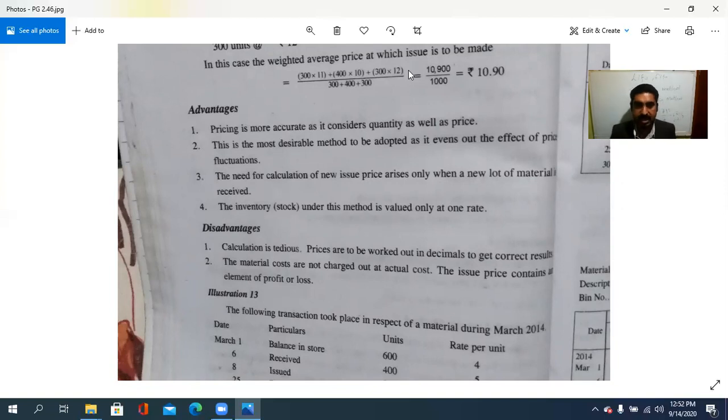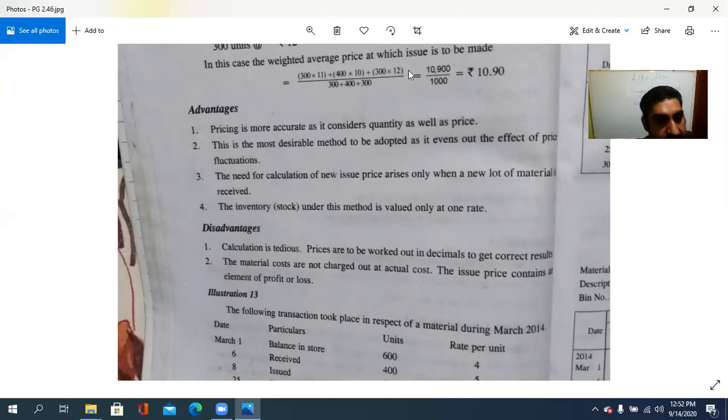The disadvantages are that the calculation is tedious, because we need to take all the quantities that arrived and all the prices, multiply the price with the quantity, and then divide by the total quantity. Prices are to be worked out in decimals to get correct results. The material costs are not charged out at actual cost, and the issue price contains an element of profit or loss.